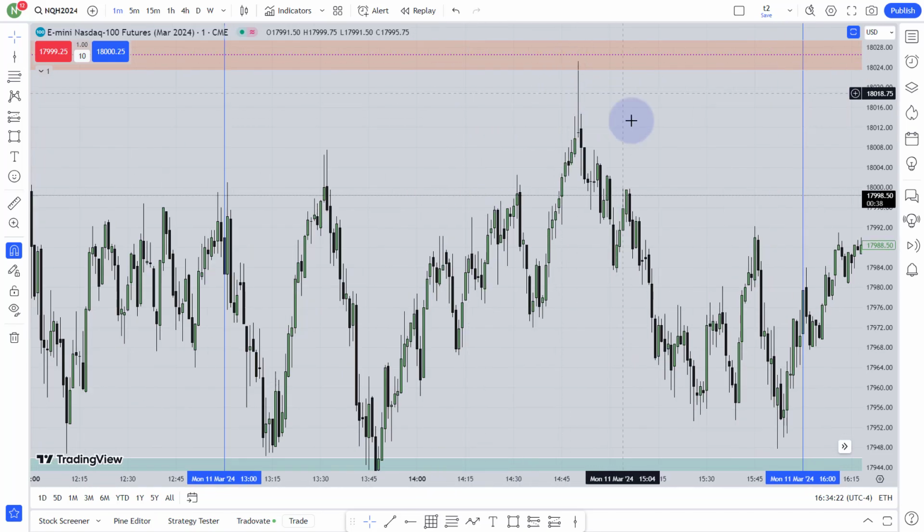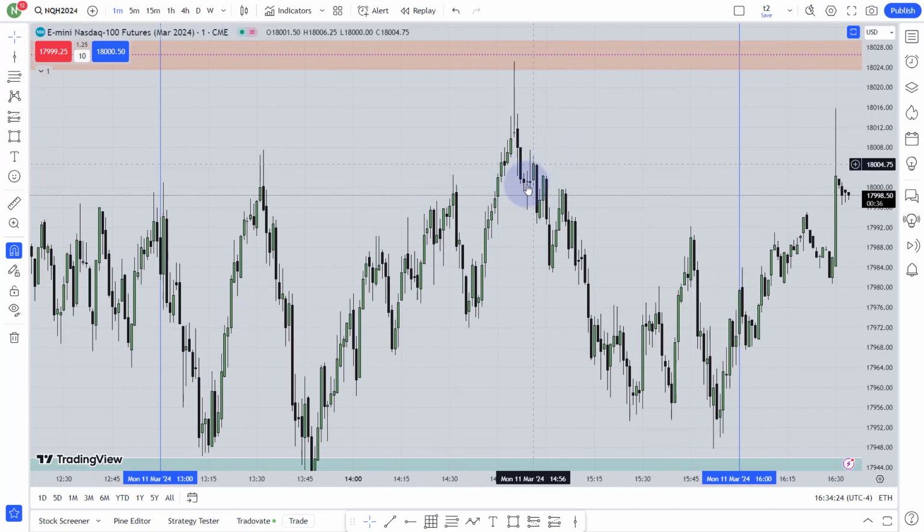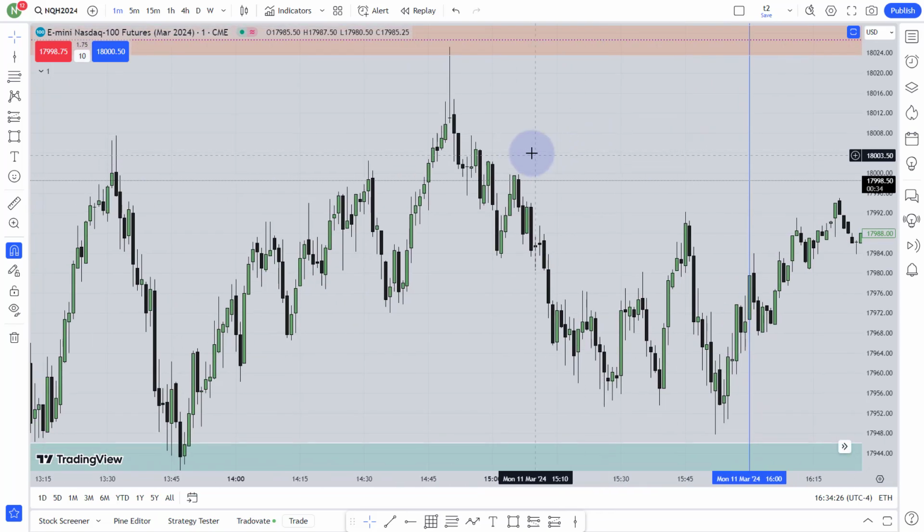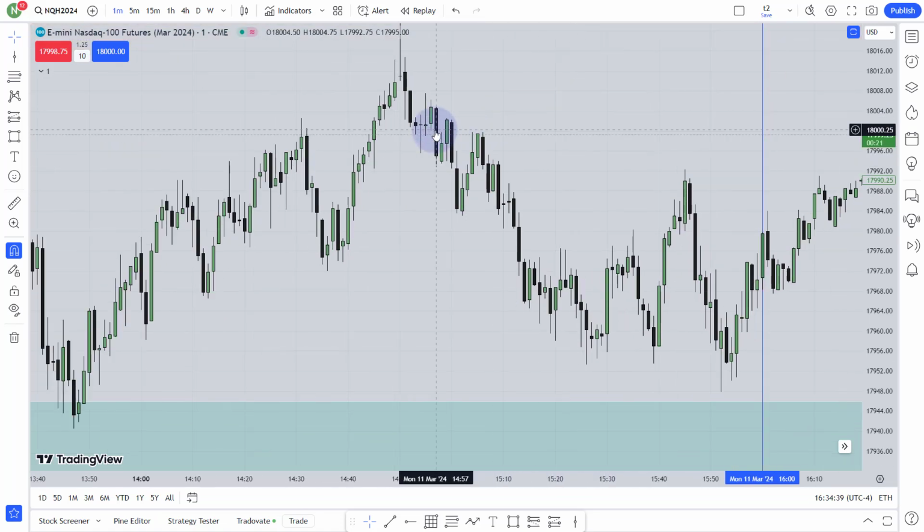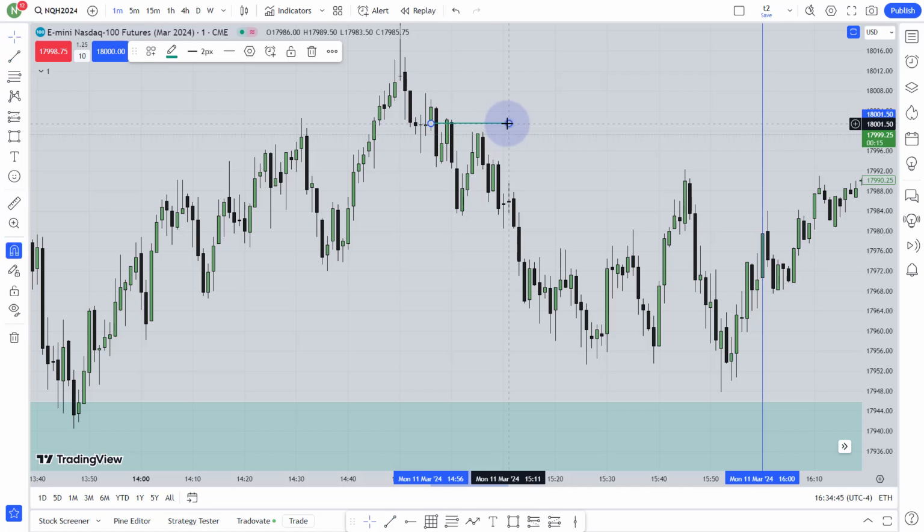So when I saw this reaction, I just simply went for the setup. Here, this is the market structure shift. See this low, when it is shifted, that is my market structure shift. If this is my market structure shift, was there any fair value gap? No, there is no fair value gap. If there is no fair value gap, I will look for the order block. So I will go for that order block.